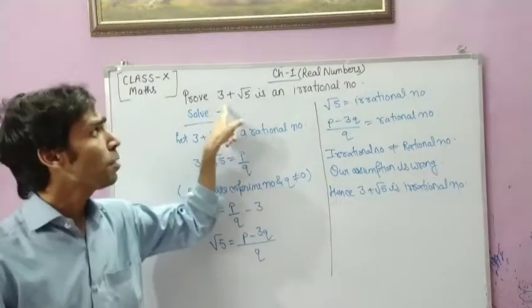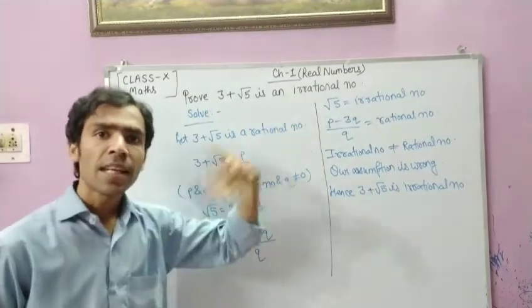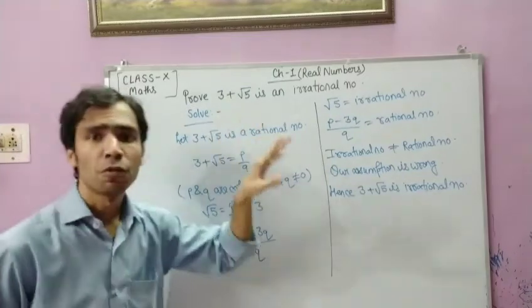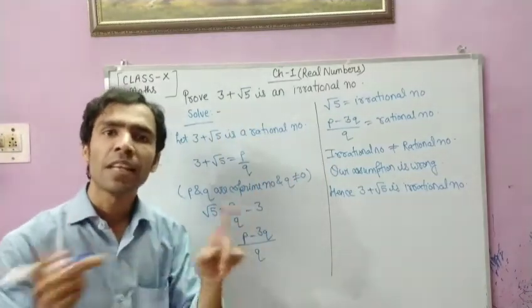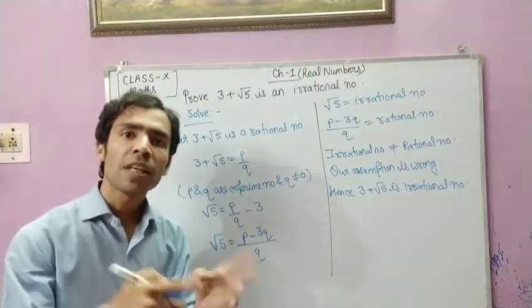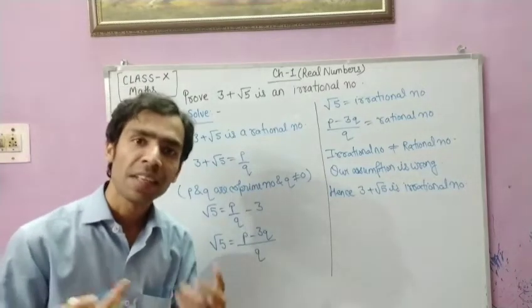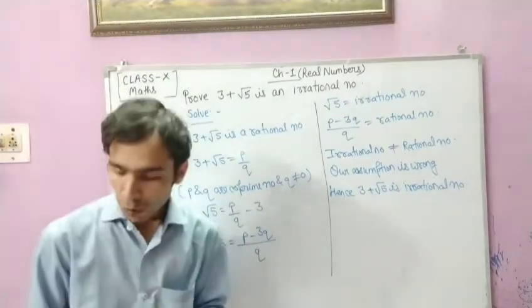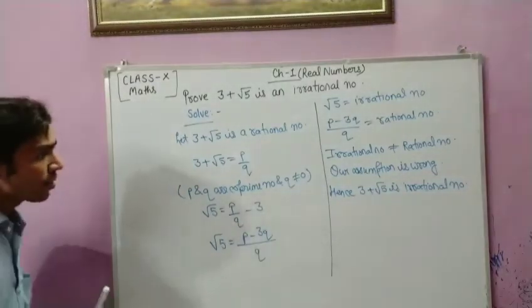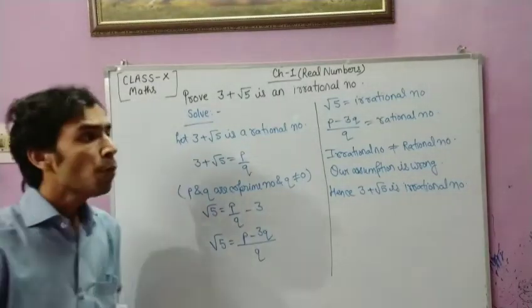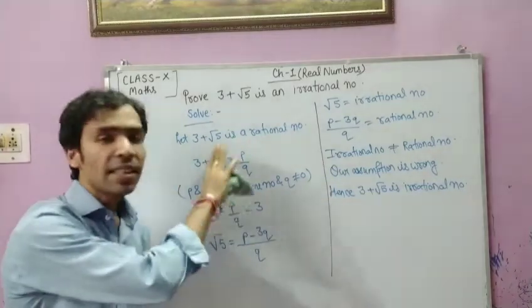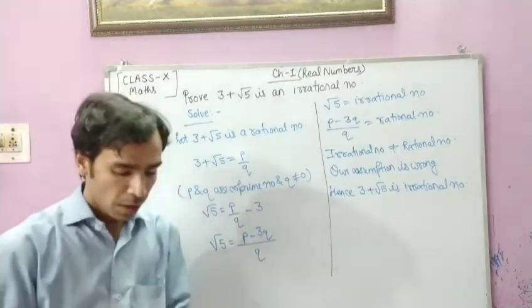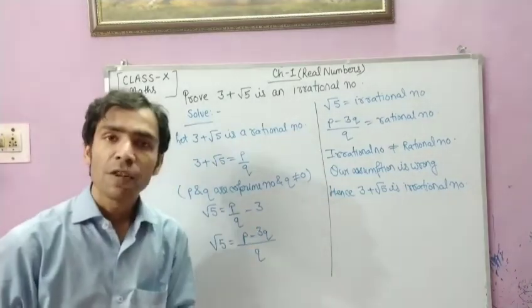See, here 3 plus root 5 is given. In the next question it can be given 3 minus root 5. The difference of rational and irrational is also an irrational number. Similarly, product and division. So one more question I can tell you about this. After seeing these steps, student, what can you see?